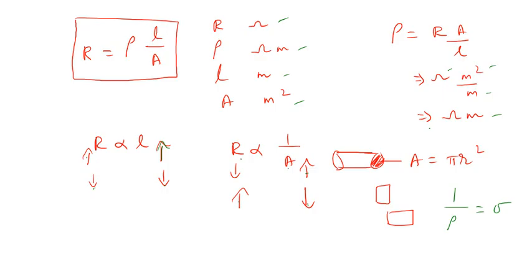Generally, any wire is treated in the shape of a cylinder. Therefore, cross-sectional area will be pi r square. Sometimes there are problems where the cross-sectional area is to be taken as a square or rectangle. Based on the question, we have to choose the formula.